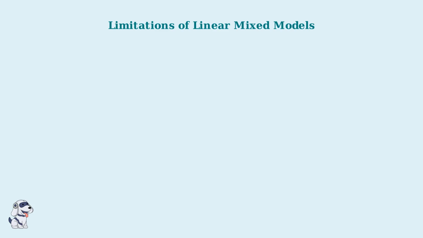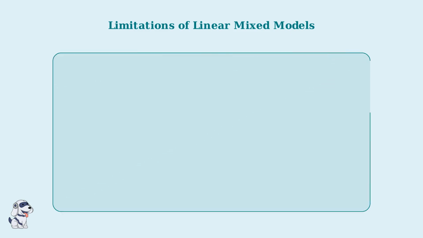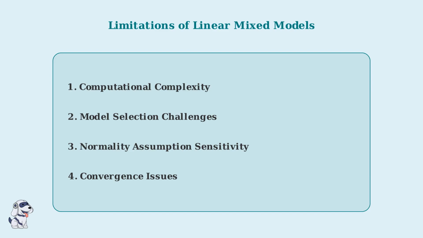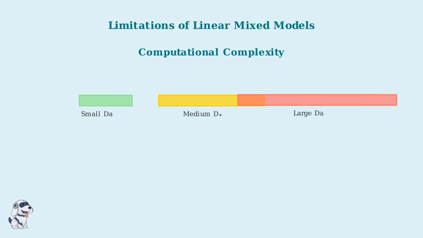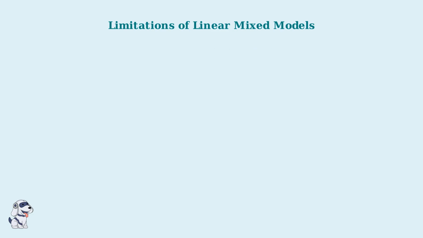While linear mixed models offer many advantages, they also come with several important limitations that researchers must consider when applying these methods. There are four primary limitations that researchers encounter when working with linear mixed models. Let's examine each of these challenges in detail. First, computational complexity becomes a significant challenge, especially when dealing with large data sets.